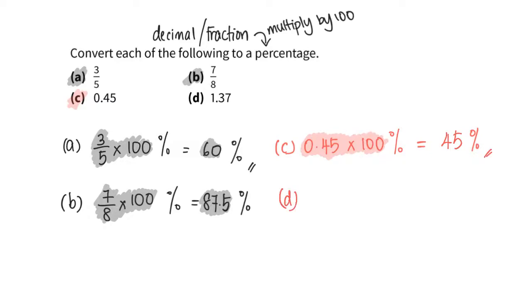And part D, 1.37 times 100%. Again, the unit is percent. If you multiply by calculator, 1.37 times 100, that will give me 137%. With that, we have come to the end of this video.